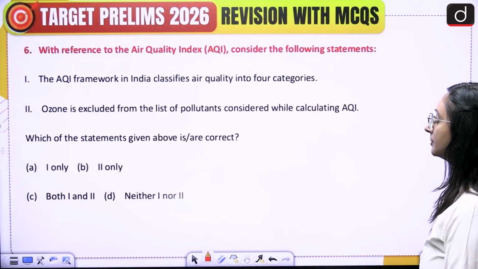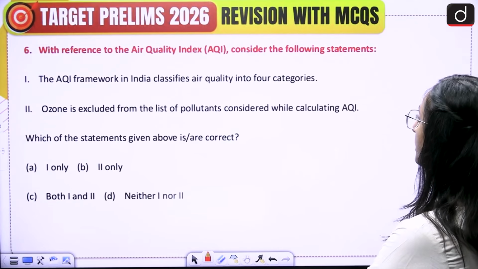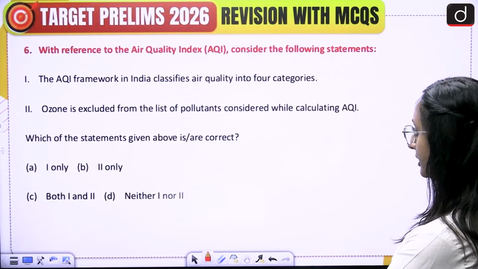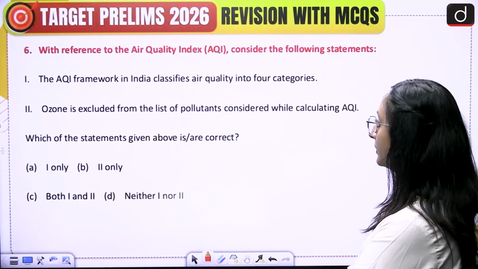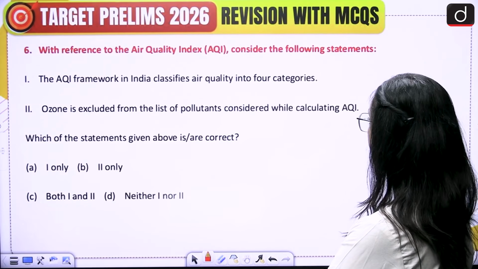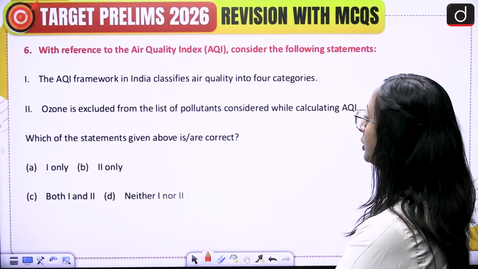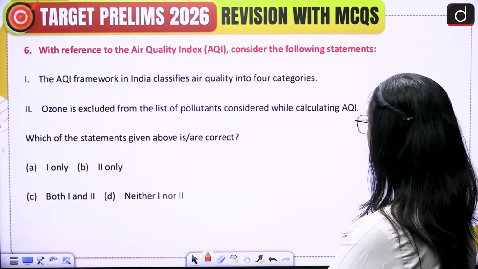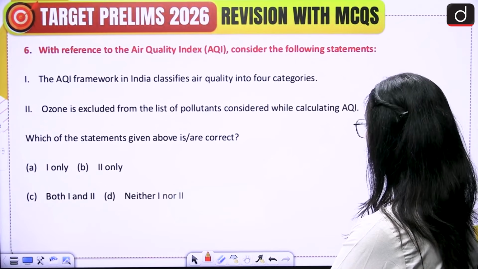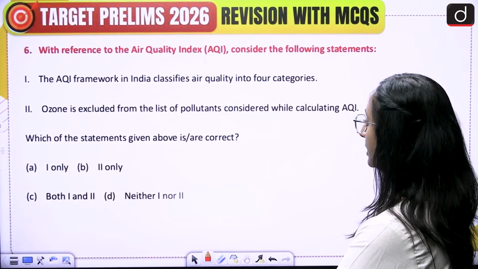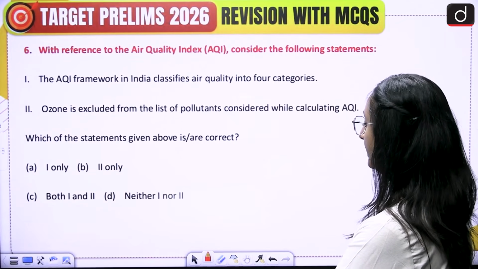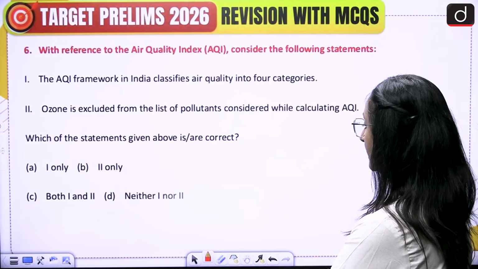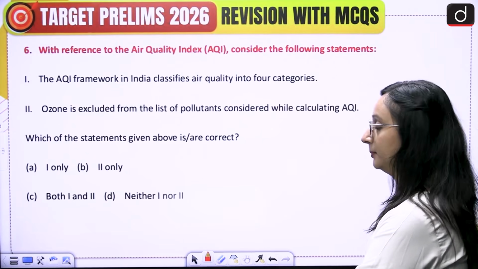Moving on to question number 6. With reference to the air quality index, consider the following statements. 1. The AQI framework in India classifies air quality into 4 categories. 2. Ozone is excluded from the list of pollutants considered while calculating AQI. Which of the statements given above is or are correct? A. 1 only, B. 2 only, C. both 1 and 2, or D. neither 1 nor 2. Please attempt this question.